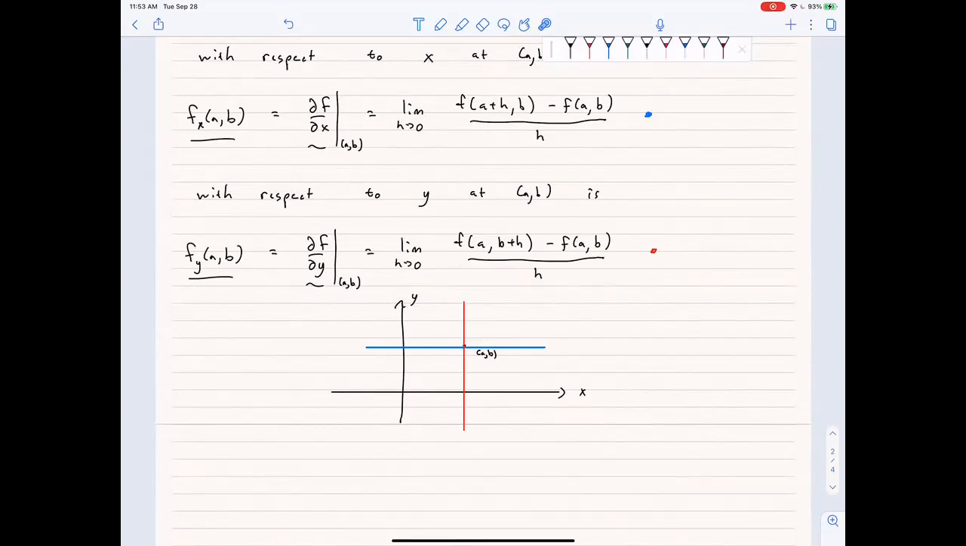To foreshadow what we're going to do when we deal with differentiability, you may ask, what happens if I go through this line or this line? Can I use these two rates of change to calculate the rates of change as I take different straight line approaches? And the answer is, if your function is differentiable, yes. The vast majority of functions we'll be dealing with are differentiable. So that's why these partial derivatives suffice in the future.